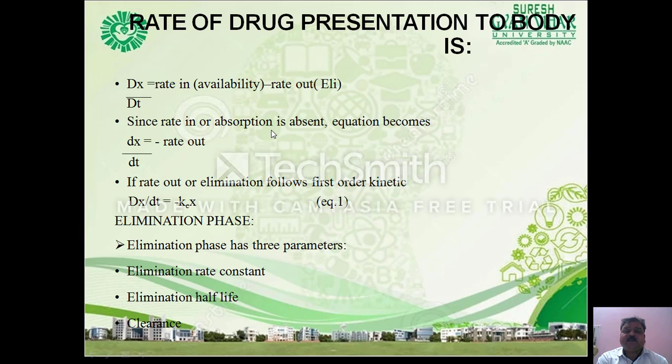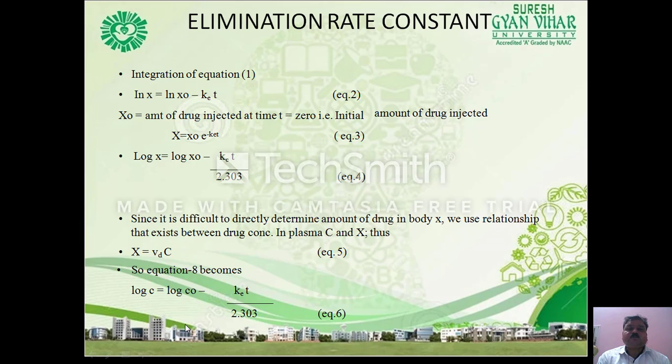Since rate in or absorption is absent, the equation becomes dX/dt is equal to the rate out, because we are giving by the IV route, directly into the blood. If rate out or the elimination follows first order kinetics, then this equation becomes dX/dt is equal to minus K times X. The elimination phase has three parameters: elimination rate constant, elimination half-life, and clearance.